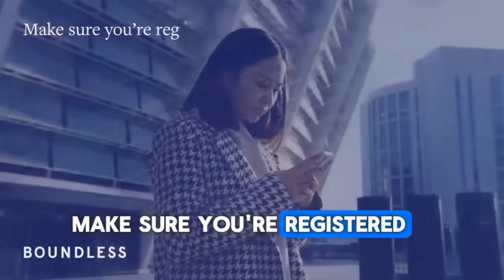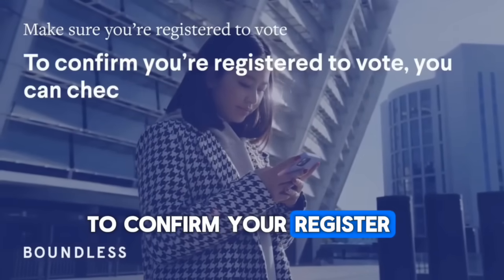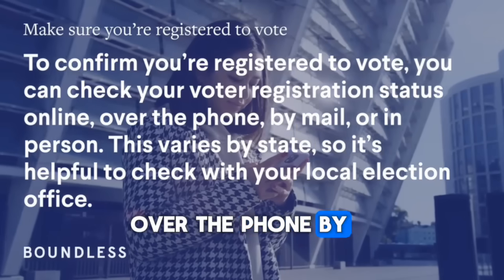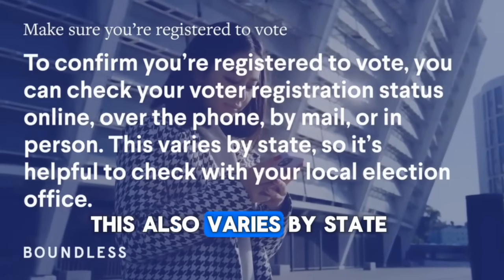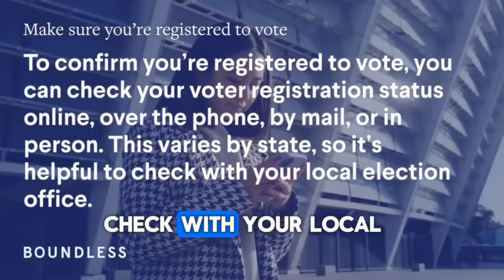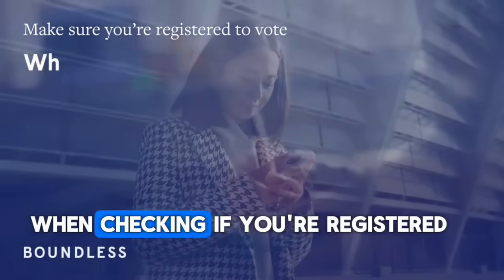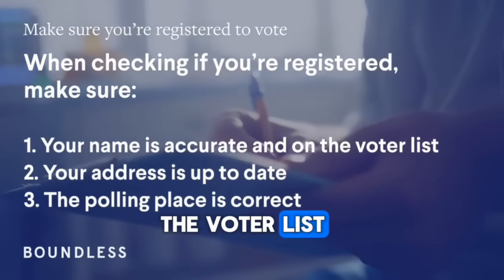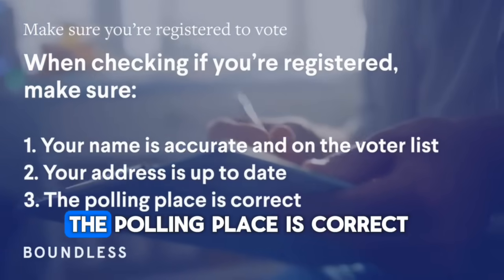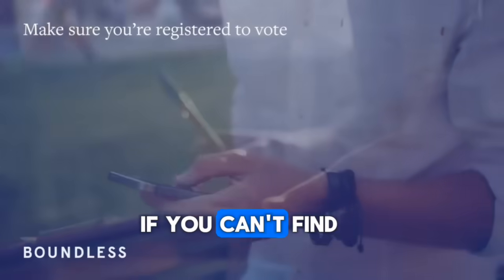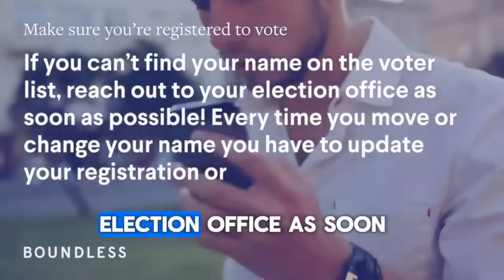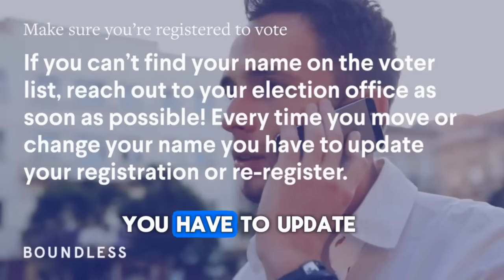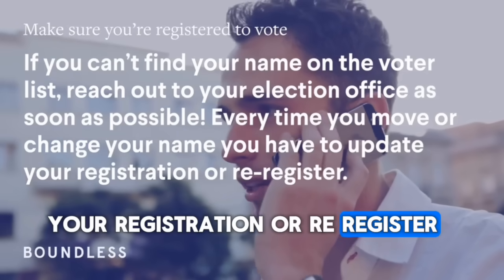Make sure you're registered to vote. To confirm you're registered to vote, you can check your voter registration status online, over the phone, by mail, or in person. This also varies by state, so it's helpful to check with your local election office. When checking if you're registered, make sure your name is accurate and on the voter list, your address is up to date, and the polling place is correct. If you can't find your name on the voter list, reach out to your election office as soon as possible. Every time you move or change your name, you have to update your registration or re-register.